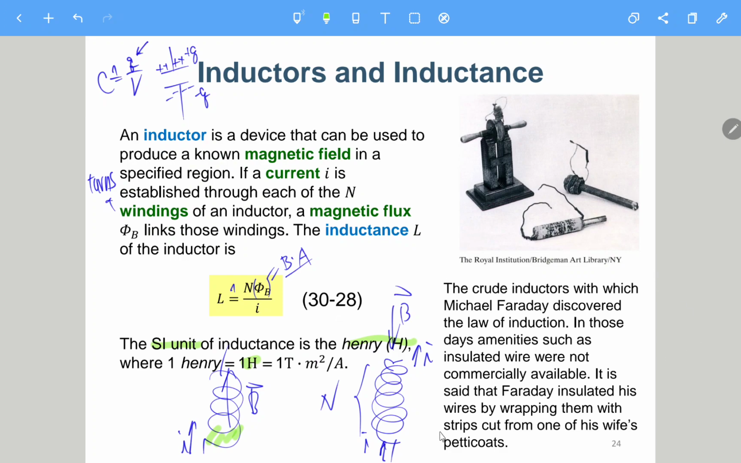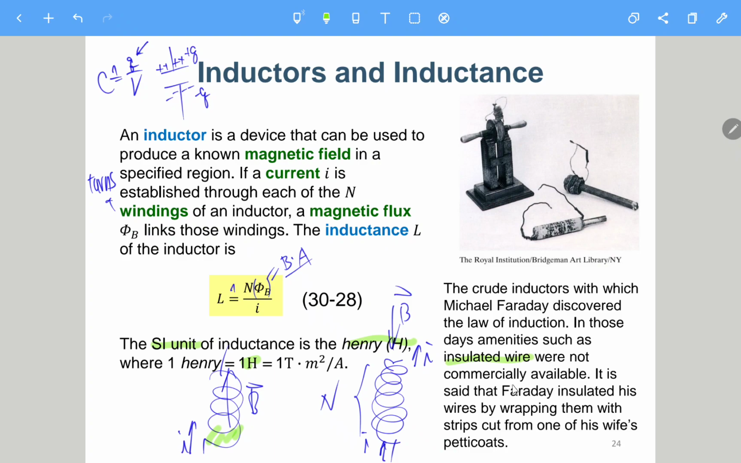So here is an interesting story. Here it says the crude inductor with which Michael Faraday discovered the law of induction. In those days, amenities such as insulated wire were not commercially available.